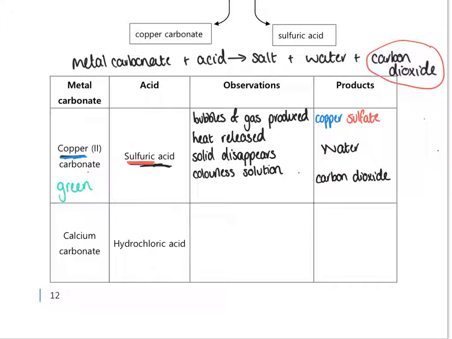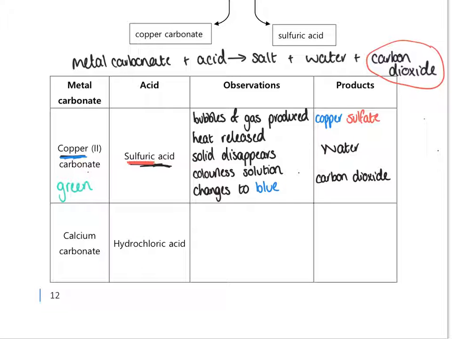Okay, so looking at our salts, we can see that we're forming copper sulfate. We know that when copper is in solution, it is blue. So the colourless solution is going to change to blue, just as we saw with copper oxide and sulfuric acid. So colourless solution changes to blue. So we're thinking about what our products are and what we might observe from that.